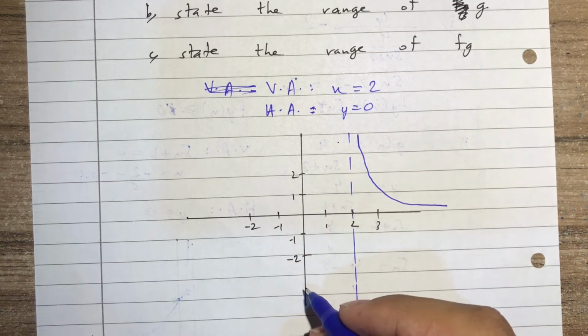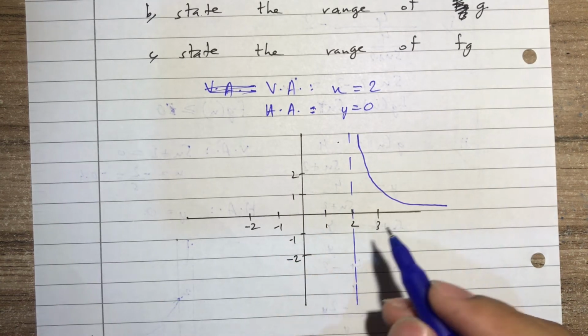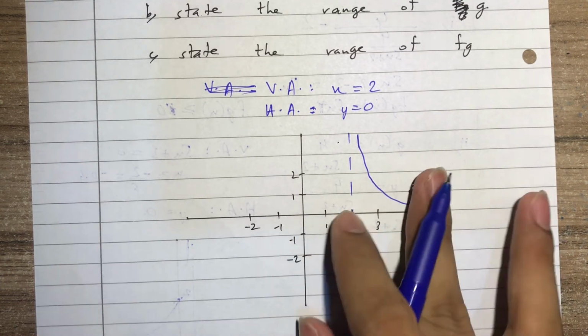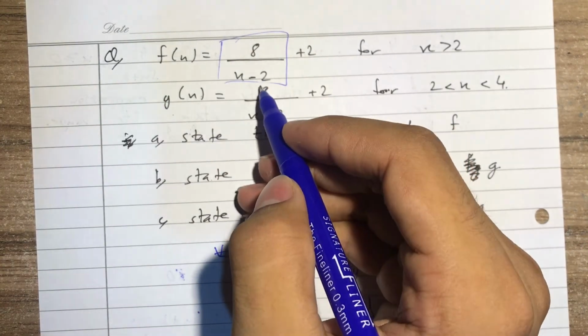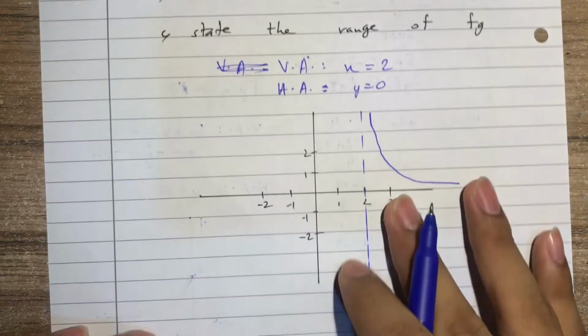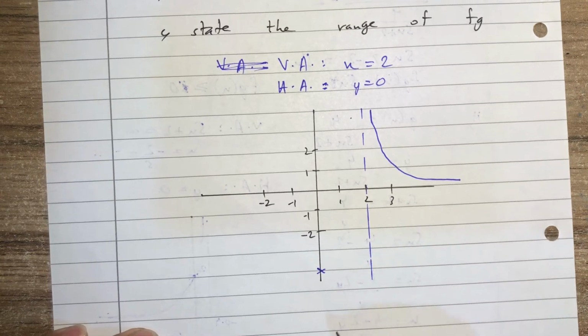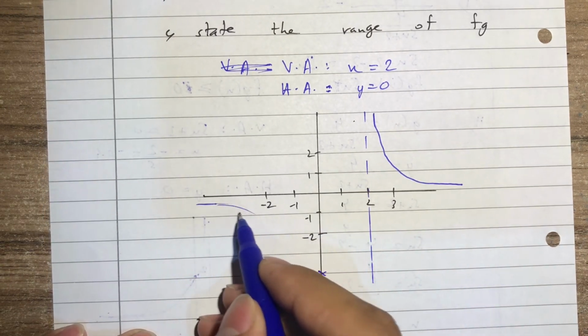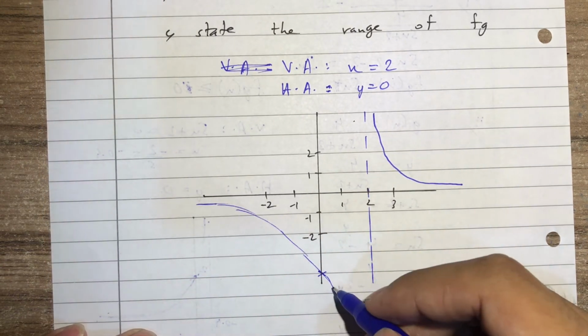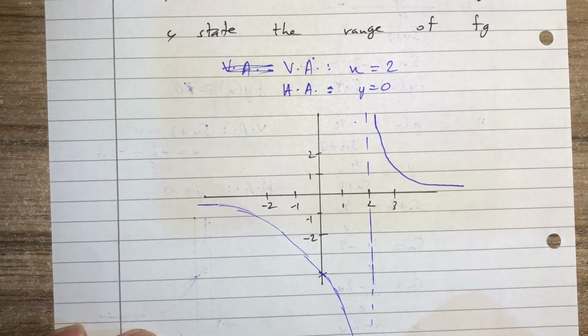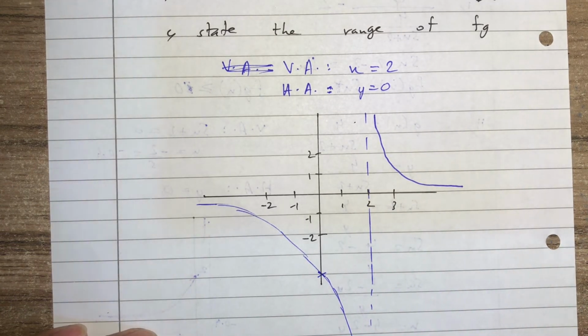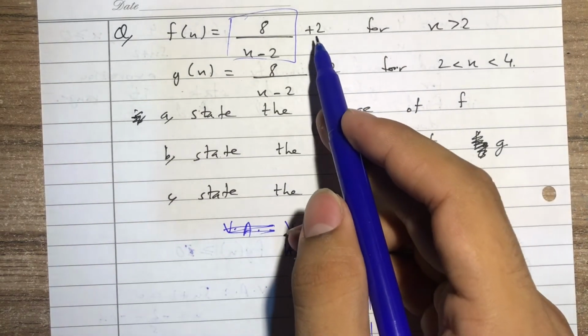Let's find the value of f(x) when x is 0. So when x is 0, it's 8 upon negative 2, that is negative 4. So negative 4 is over here. So this confirms that the graph will be in this region, and it will be somewhat like this, right?